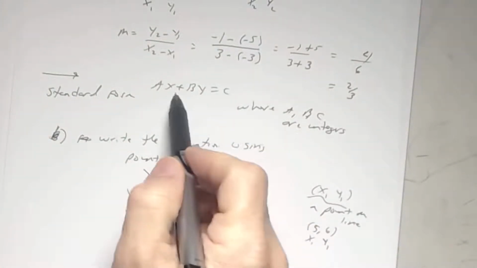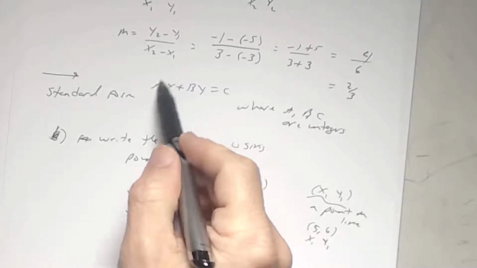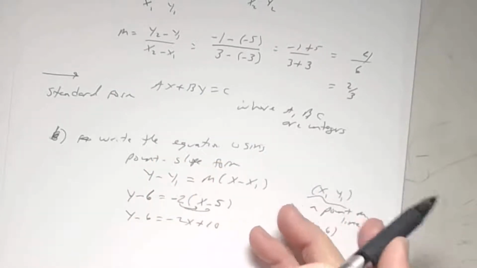Okay? All right, now, what form do you want this in? Standard form. And what standard form means is you bring all the variables to one side and the what? Constant to the other. See how it looks? Ax plus by equals c. You want the variables on one side, constant on the other.